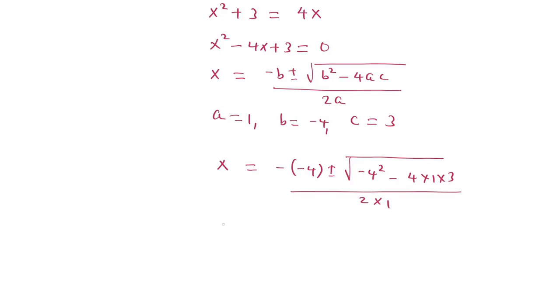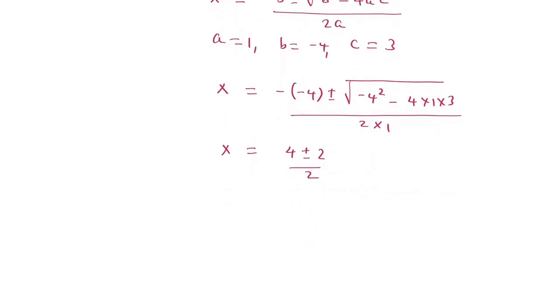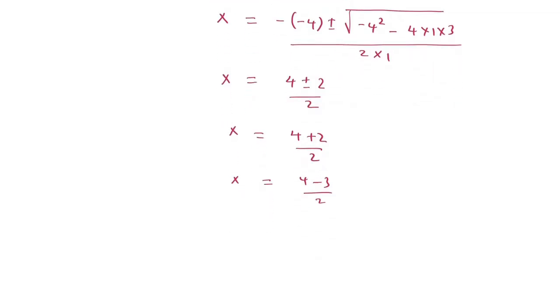Solving this, we are going to have x equals 4 plus or minus 2 over 2. So x will be equal to 4 plus 2 over 2, or x will equal 4 minus 2 over 2, of which after solving the values we are going to have x equals 3 or x equals 2. And these are the values of x required.